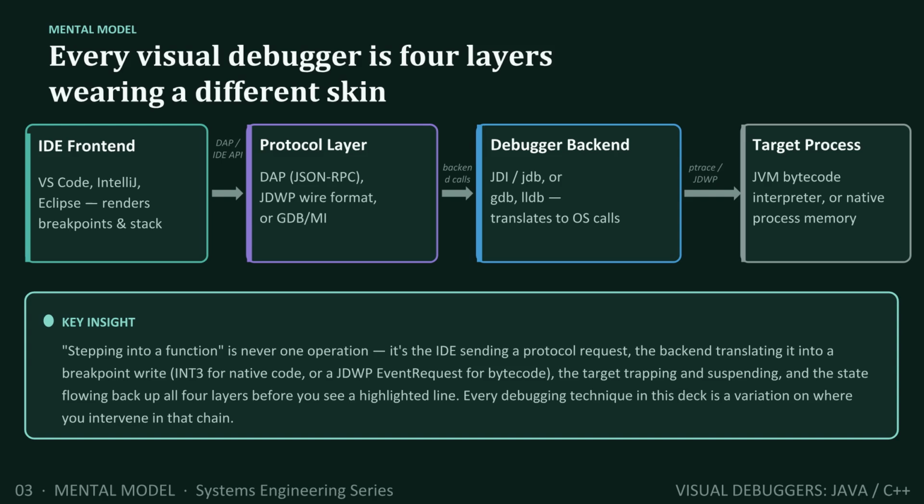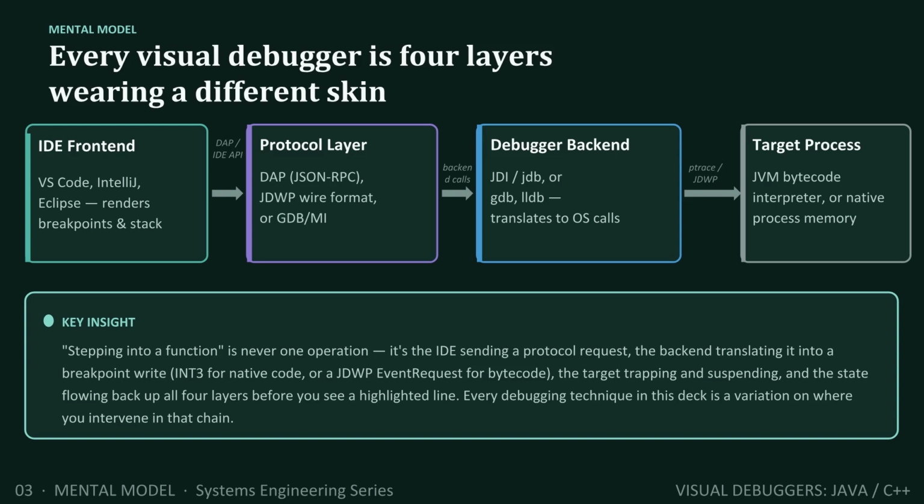Layer 3, the debugger backend. This is the engine that actually understands how to control the target. JDI, the Java Debug Interface for the JVM, GDB or LLDB for native code. Layer 4, the target process itself, either the JVM's bytecode interpreter or raw native process memory.